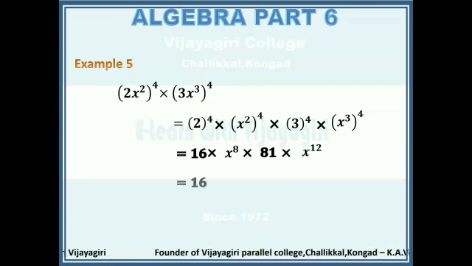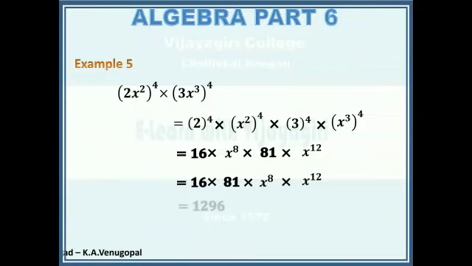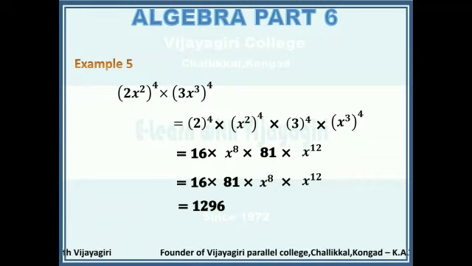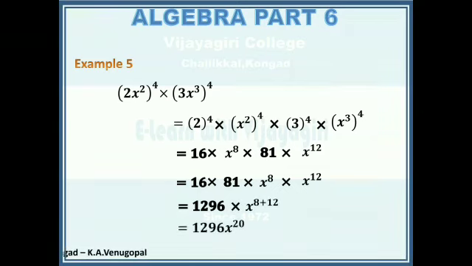Now numbers we have to write together, 16 into 81, then index expressions, x to the power 8 into x to the power 12. 16 into 81 is 1296, and x to the power 8 into x to the power 12 can be written as x to the power 8 plus 12, and it can be simplified as 1296 x to the power 20.